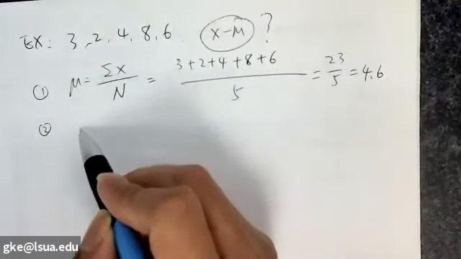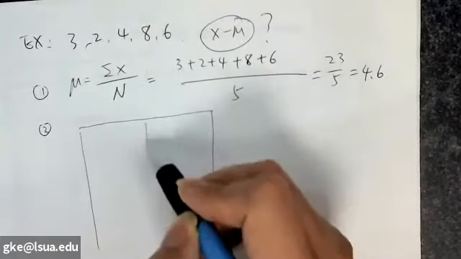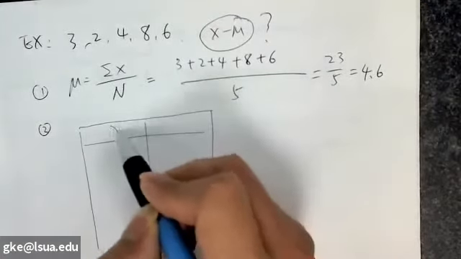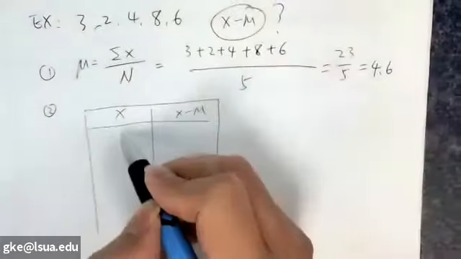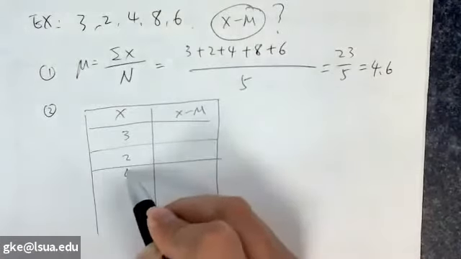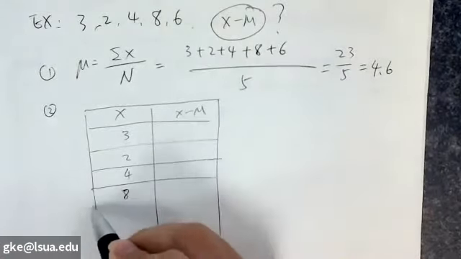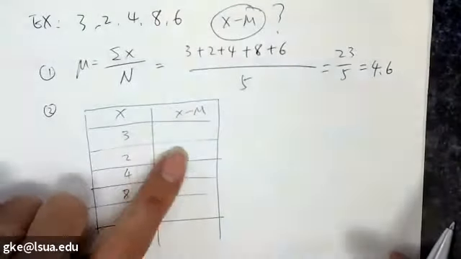And then after finishing the first step, you're going to calculate the deviation. Because we have a bunch of data, we're going to use a table, which will be more convenient. So here we have 3, 2, 4, 8, 6. And then we do the subtraction.